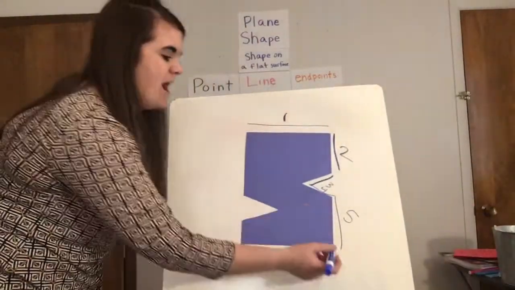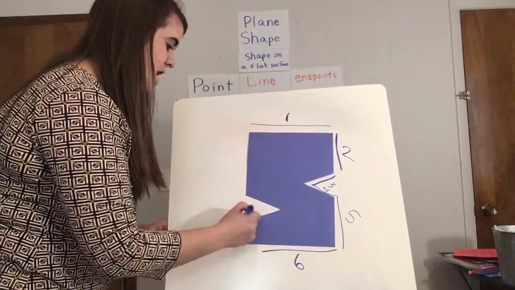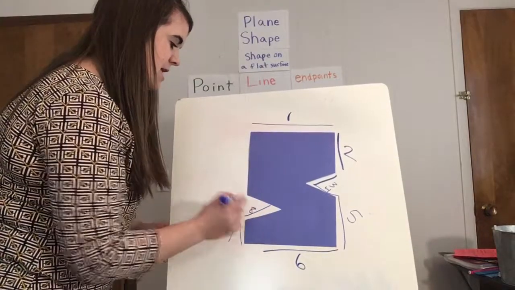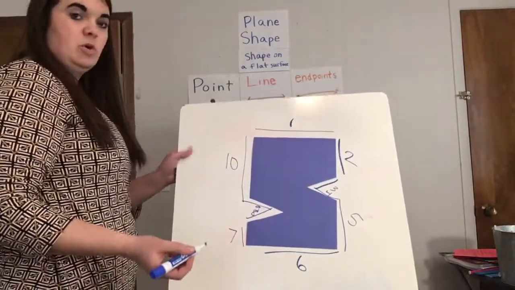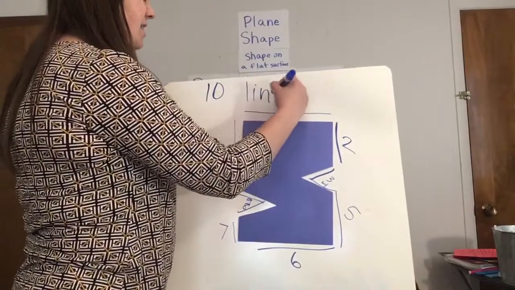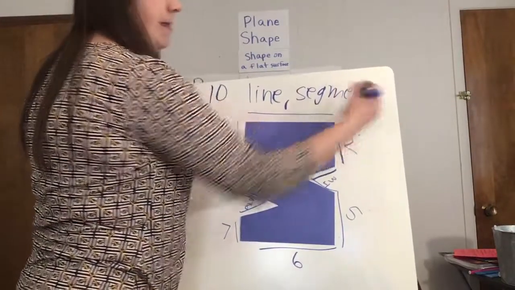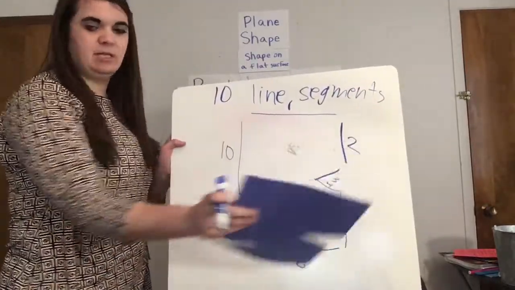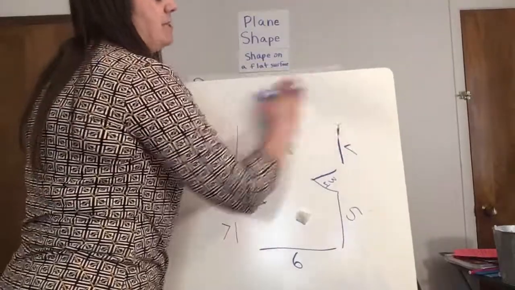Okay, so we have 5. Then we have 6, 7, 8, 9, and 10. So on this one, I would write that we have 10 line segments. My handwriting's a little sloppy. I'm trying to keep this video shorter today. Okay, so 10 line segments.